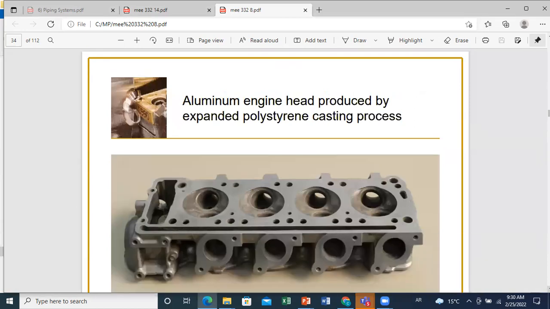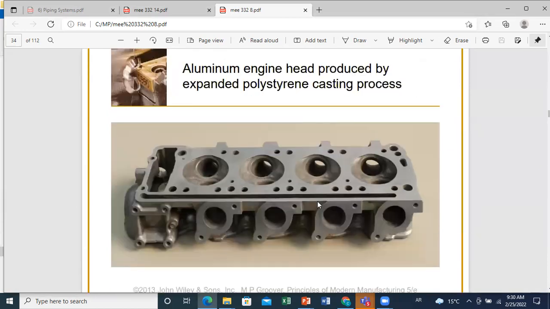So as you can see here, for example, it's used to produce complex shapes such as an aluminum engine head, which is produced by the expanded polystyrene casting process. So whenever we have very sophisticated geometries, it's a good strategy to use the expanded polystyrene casting process.